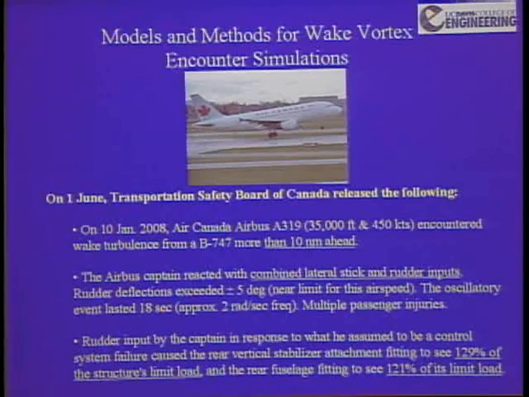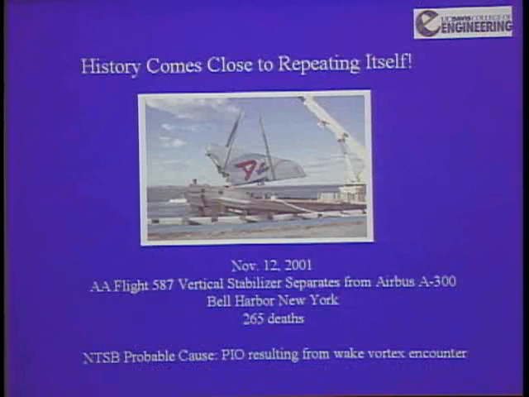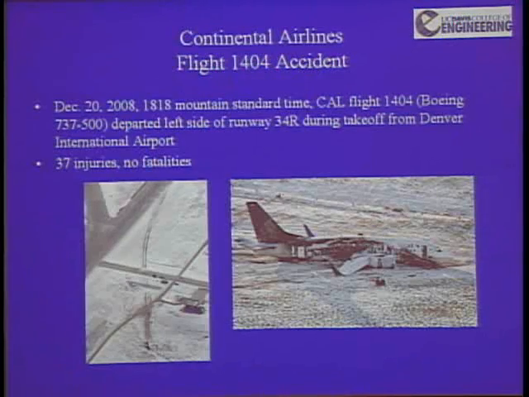And it came close to history repeating itself, because I was involved in a study with American Flight 587 in which the vertical stabilizer broke off the airplane. This is in Jamaica Bay, just outside of Kennedy Airport. The plane crashed, 265 people died, and the NTSB said PIO resulting from wake vortex encounter. Okay, so this is an example of this pilot modeling stuff, maybe now giving you some idea what to look out for. Okay, one other forensic study here.